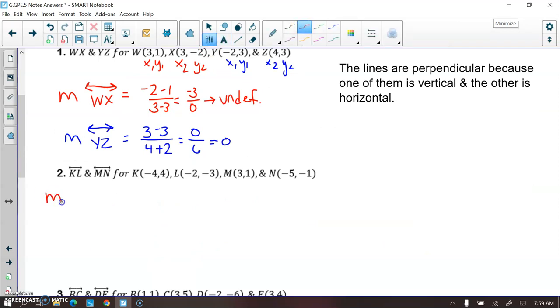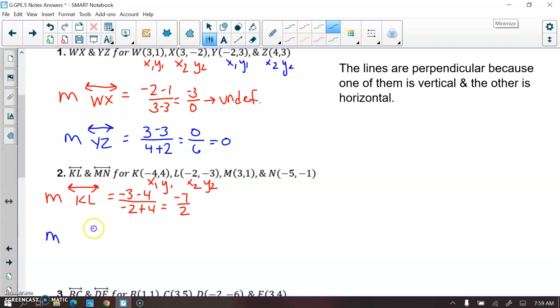I'm going to find the slope of line KL by labeling K x1, y1 and L x2, y2. My slope would be y2 minus y1 all over x2 minus x1, minus a -4 is really a +4. So I have a -7 over 2 as my slope for that line.